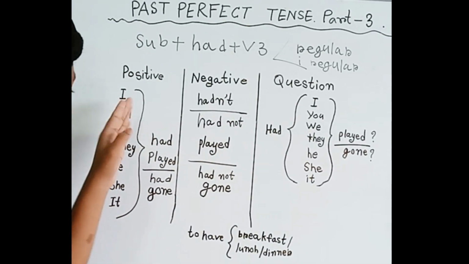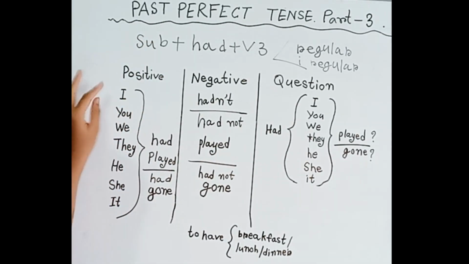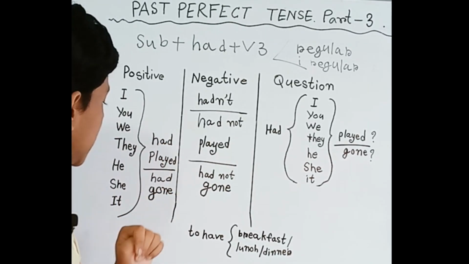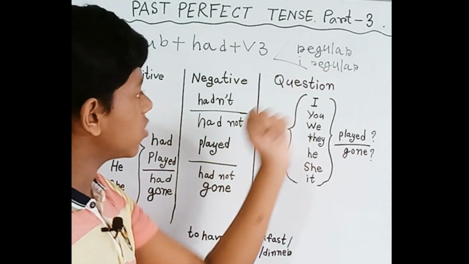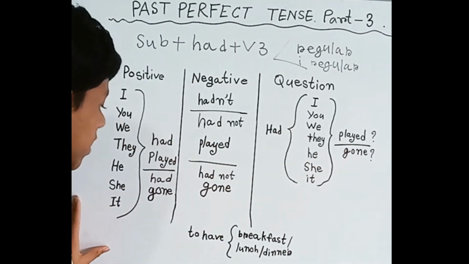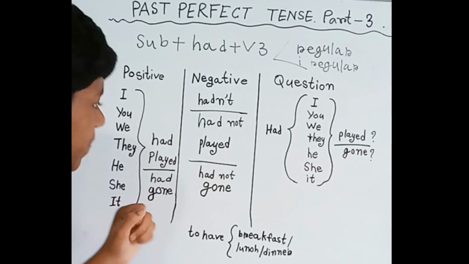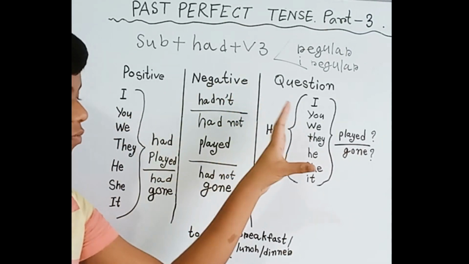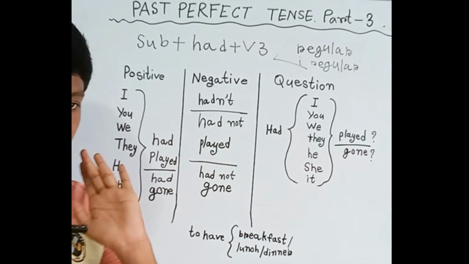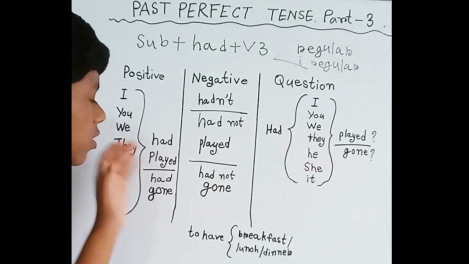So let's see. Here our subject is I. We have already put the had, and verb 3, that is played and gone. One is regular and another one is irregular. We have already got this. This is the basic one. According to this, we can transform it into the negative and question. But we are doing this, so just focus on it.